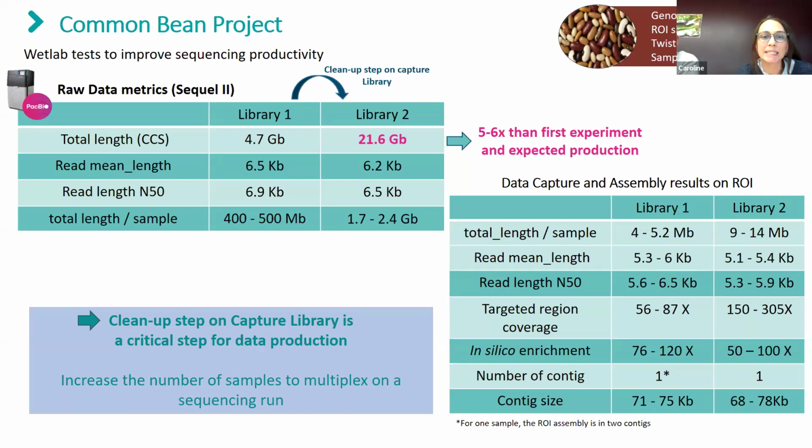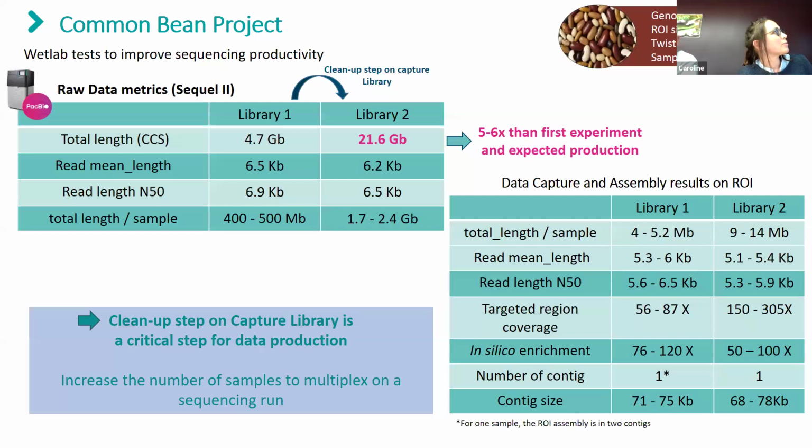Also, the read length remained consistent, and finally, with this improvement, we can reach up to around 2 gigabases. And this opens the door to more multiplexed samples per run.